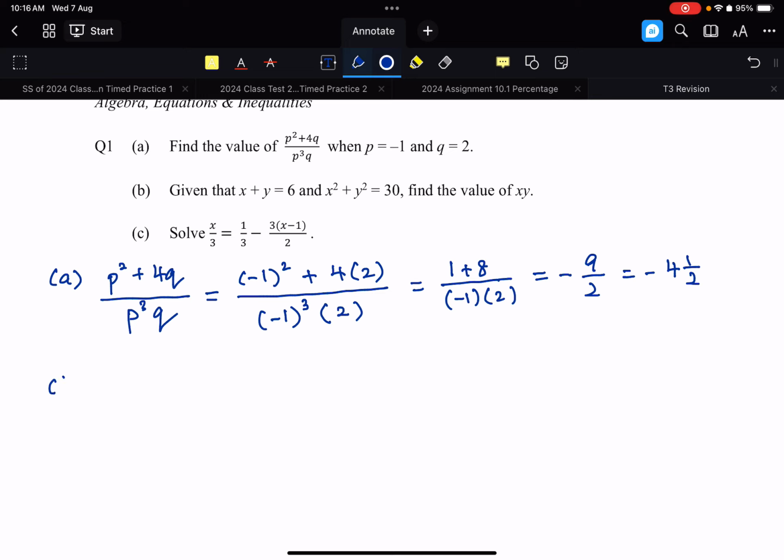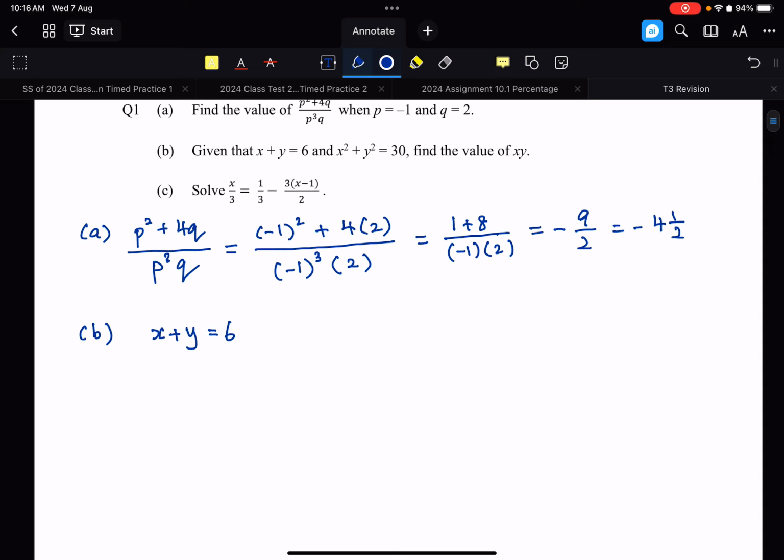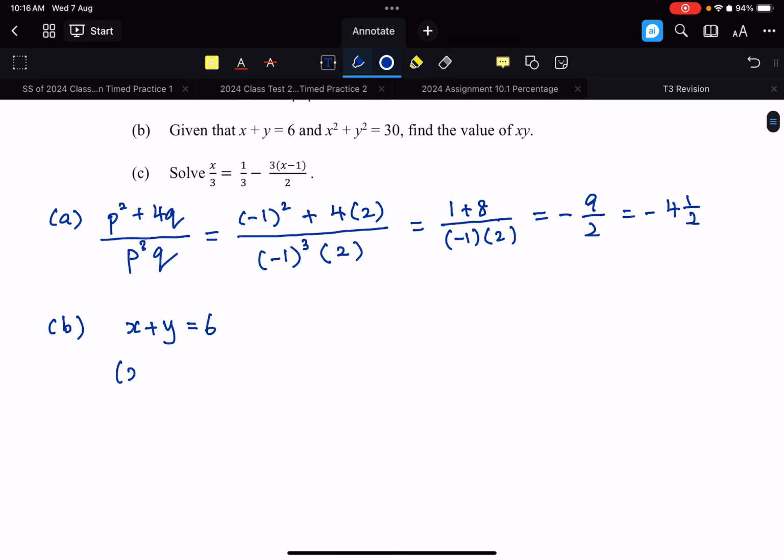Part B, again, this time round, algebra, but what we are dealing with here is actually testing the application of the algebraic identity, right? So what we can do is we start with x plus y is equals to 6. So x plus y is equals to 6. Now if I were to square this, I will end up with 6 squared, right? So that means expanding this, x squared plus 2xy plus y squared is equals to 36.